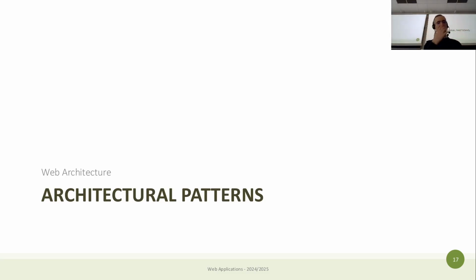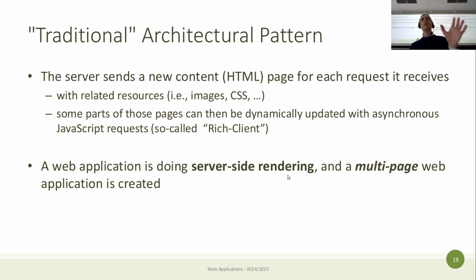Okay, so given this overview of the status of web applications, now we go into more detail about what we can do nowadays. So we talk about architectural patterns. What is being done today for designing web applications? Well, first we start from the history. The traditional architectural pattern was that you interact with the browser, it decides to make a new request to the server, and the server answers with new content to be displayed in the browser.